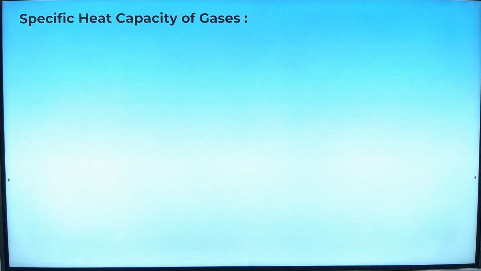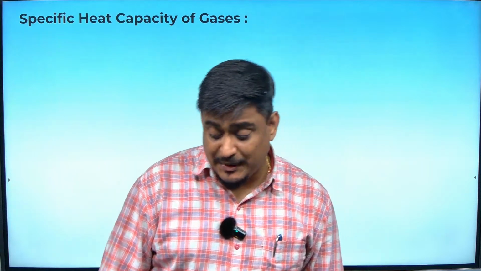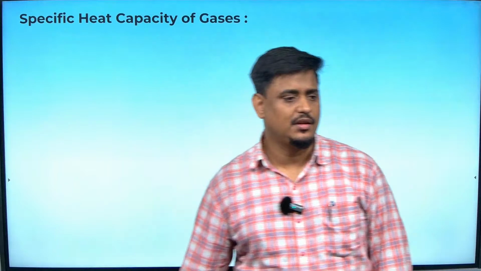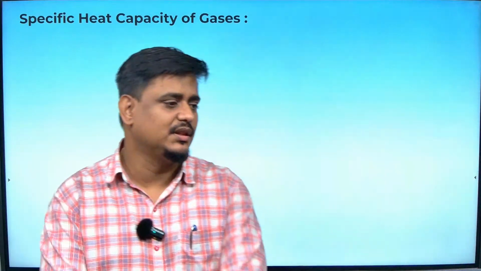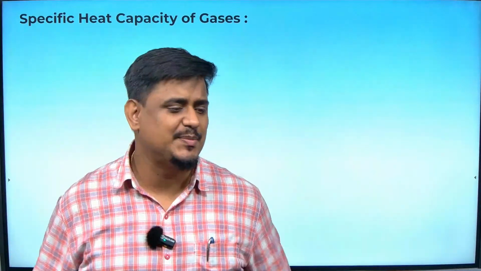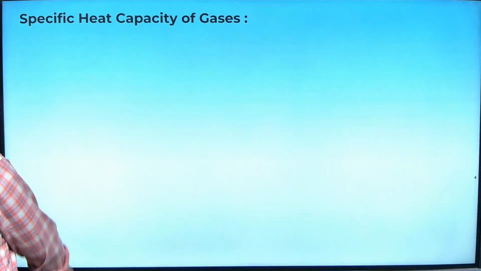Okay. So now what we are going to do, we are going to find the specific heat of gas. Now specific heat is of 2 types, right? Specific heat of gases or fluids are of 2 types, which are specific heat at constant pressure and specific heat at constant volume. So what is Cp and what is Cv?